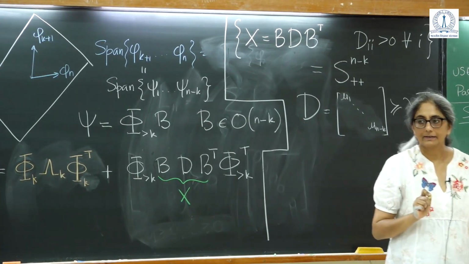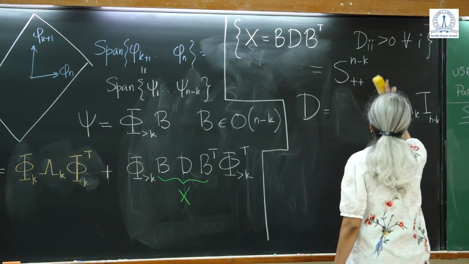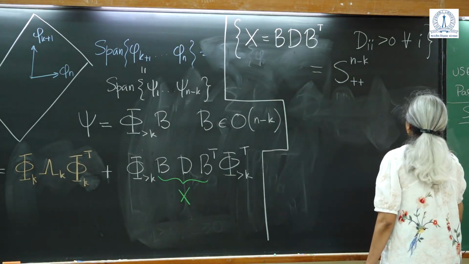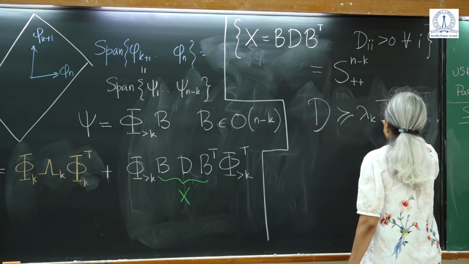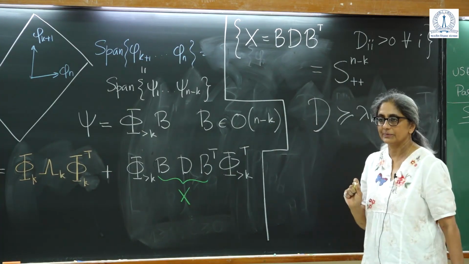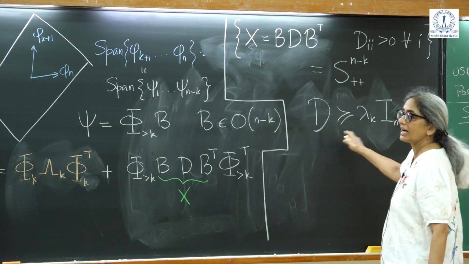What we want is this matrix to be greater in the lower order than this matrix. Do you remember this trick? Let me not call them anything. What we want is D greater than or equal to lambda k I_(n-k). Do you agree? This will guarantee that all the eigenvalues of D, which are the diagonal entries of D, are at least lambda k. This we saw yesterday. So this is what D needs to satisfy.